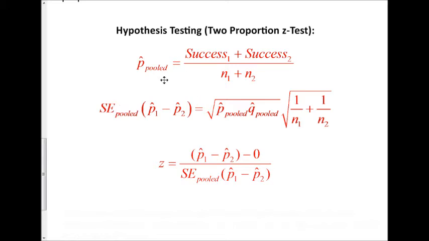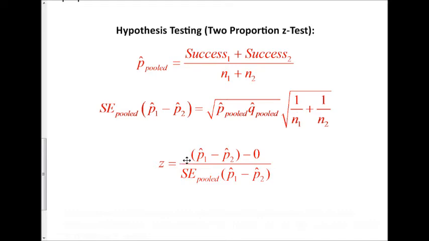The standard error is a little different as well. It is the square root of your pooled proportion times the q pooled proportion, times the square root of 1 over n1 plus 1 over n2. Sometimes what they'll do with this is they'll say p hat pooled, q hat pooled over n, but it doesn't really matter.